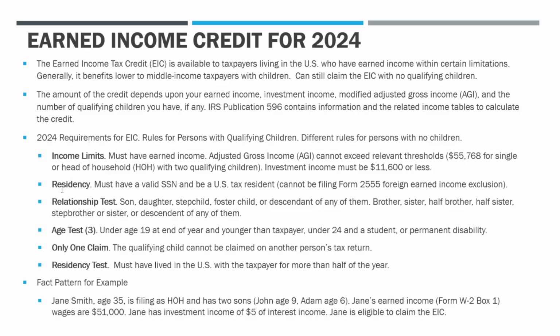All right, the next test is the residency test. So you're going to have to be a U.S. person living in the U.S., and you're going to need a valid SSN. This is also important because for a lot of U.S. citizens living abroad that are filing the 2555 for the foreign earned income exclusion, if you do that, you're not a U.S. resident for this purpose.